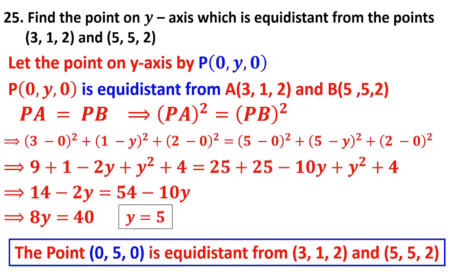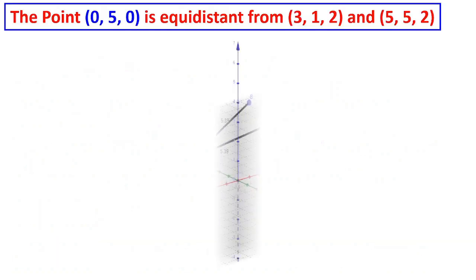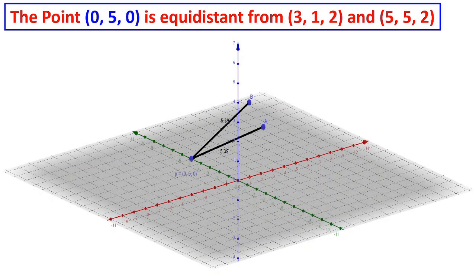Now, can we visualize it on a graph sheet? Yes, we can visualize it. You are seeing that the point 0, 5, 0 is on the y-axis. The points A and B are in space. And you are seeing that its distance from both the points in 3 dimensions is 5.39, corrected to 2 decimal places. Its distance is equal.